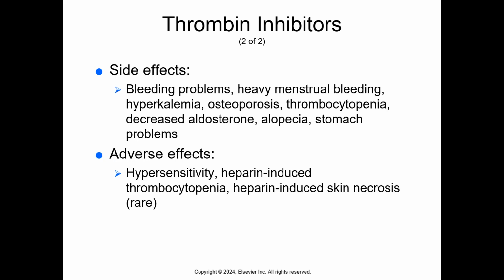So side effects are, guess what? Bleeding problems. Because yes, I want to keep that blood flowing, in someone that has like AFib or something like that. But it's going to prevent somebody from clotting normally if they gash their arm or whatever. Heavy menstrual bleeding, if they're still getting a menstrual cycle. Hyperkalemia, what's that? Increased potassium, yes, exactly. Osteoporosis, thrombocytopenia, decreased aldosterone, alopecia, and stomach problems.